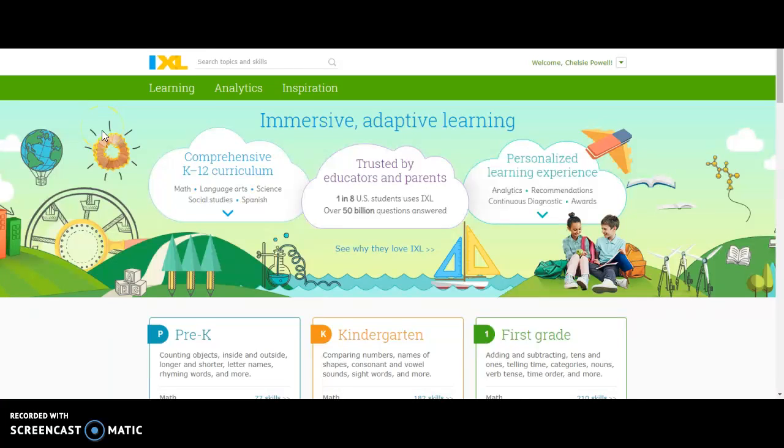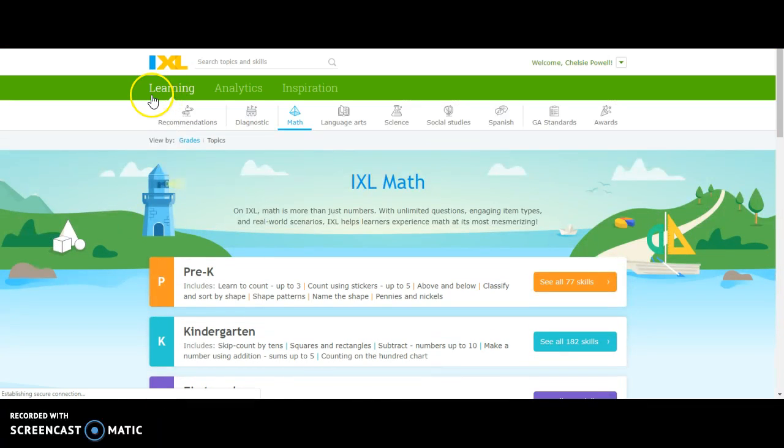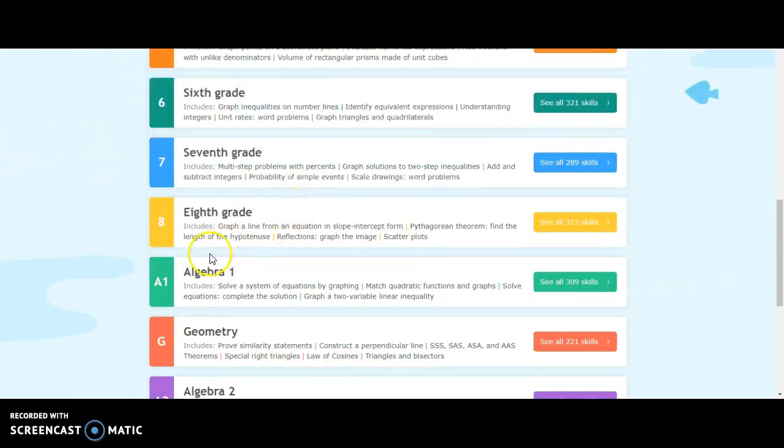Your IXL assignment is KK.10 underneath Algebra 1. So you'll need to sign into IXL and then click on the Learning tab. And this is under Algebra 1. So under Learning, this is Math, scroll down and find Algebra 1.